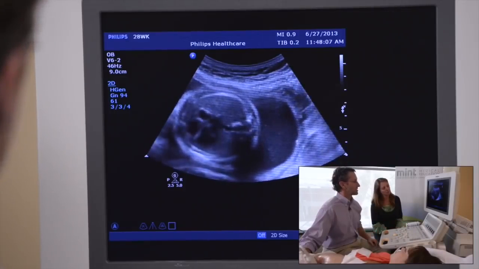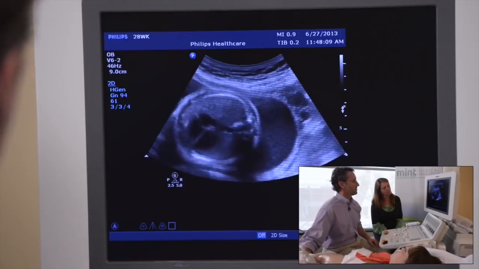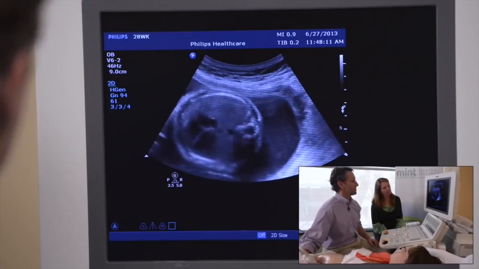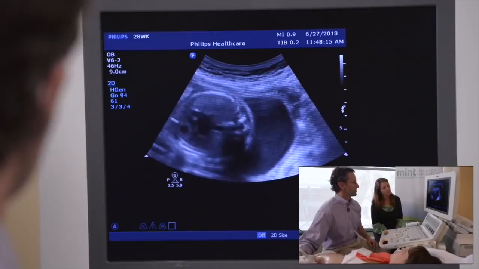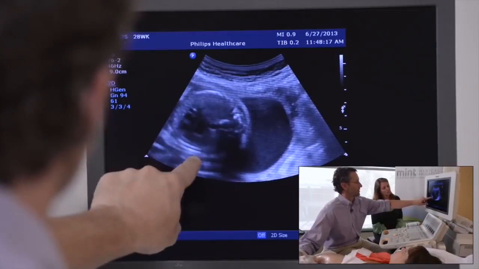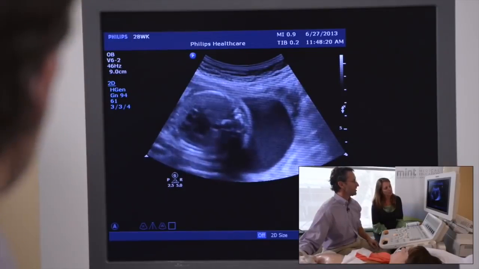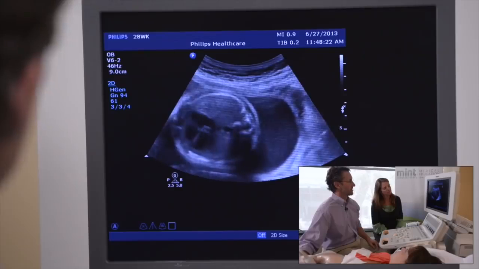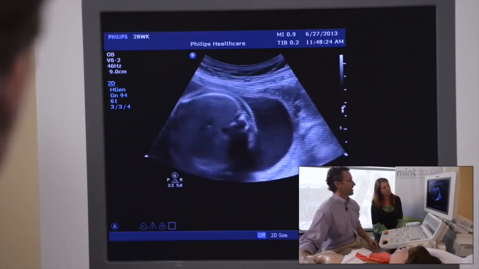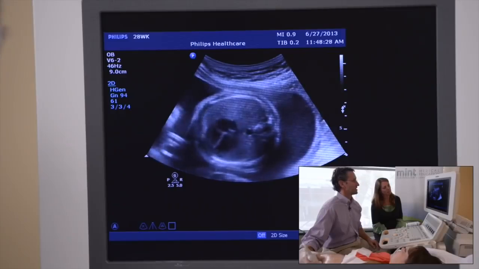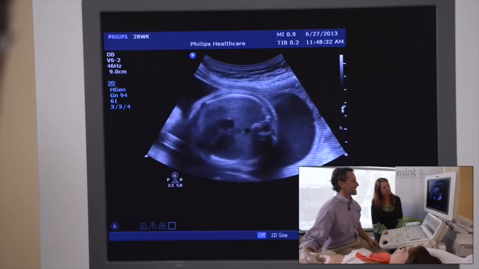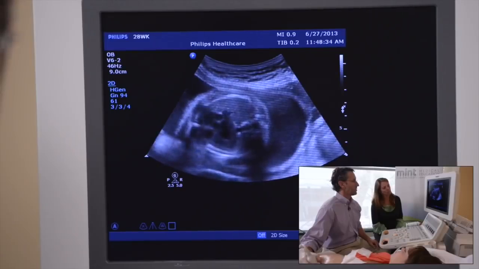And you always want to make sure that you're pretty symmetric. So if you look and you're seeing one rib over here, for example, and you're seeing now three or four ribs over there, you know that you're off axis. So you want to make sure that you try and stay on axis when you are assessing the position of the heart.